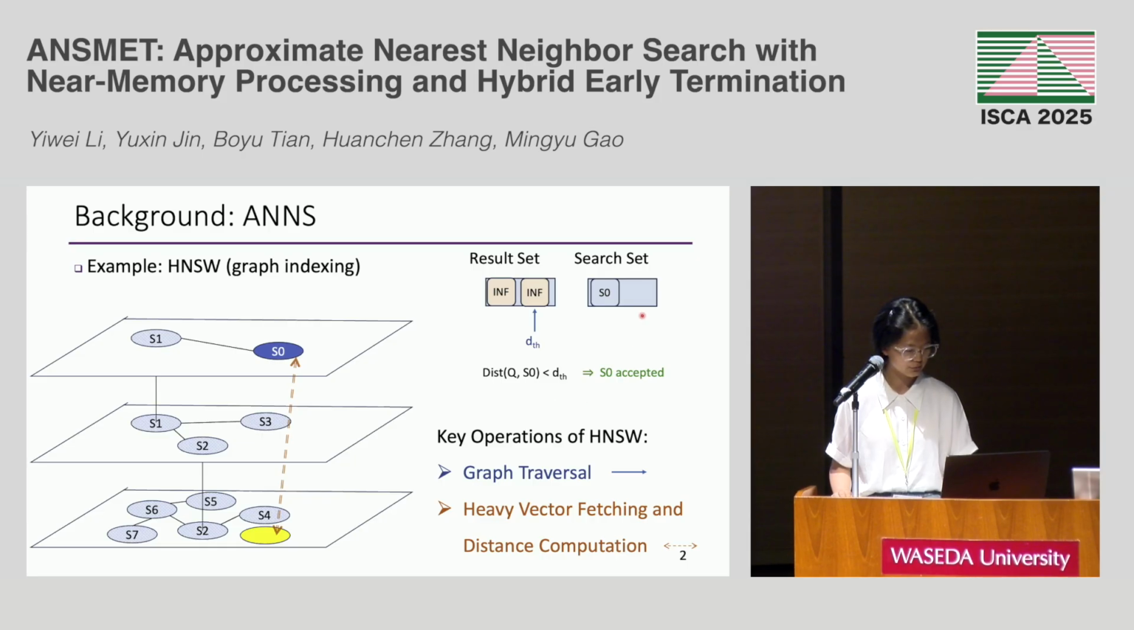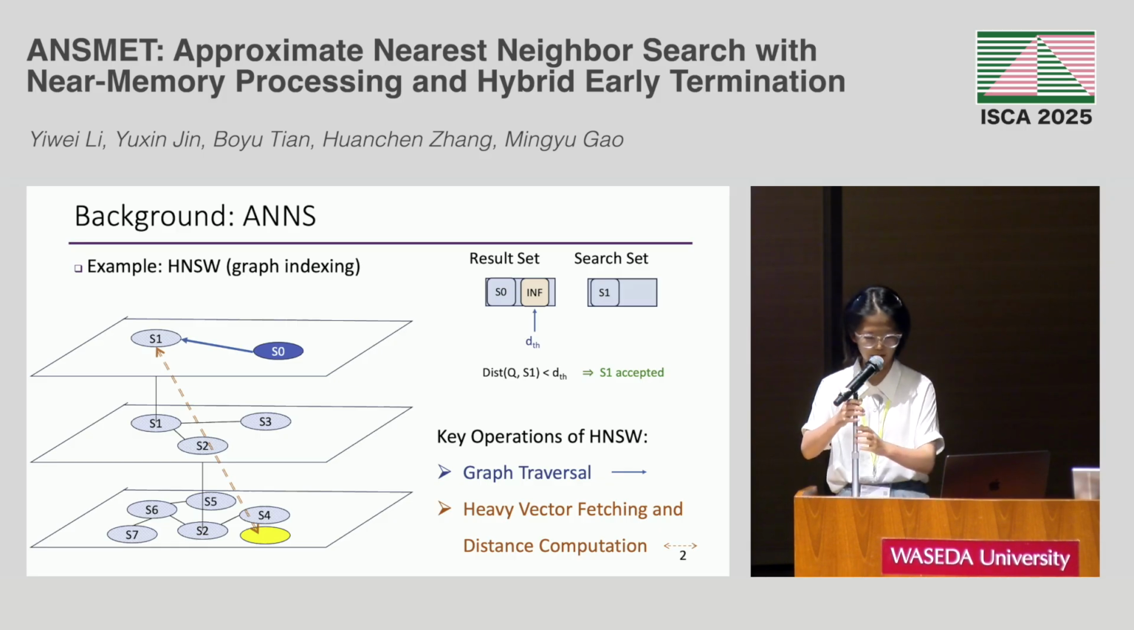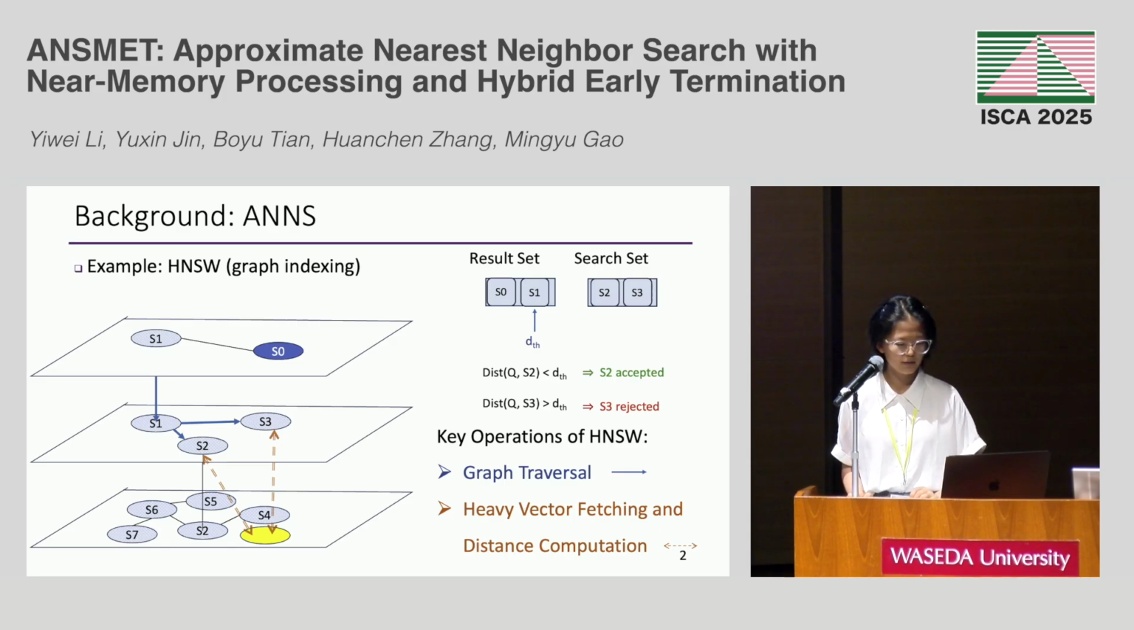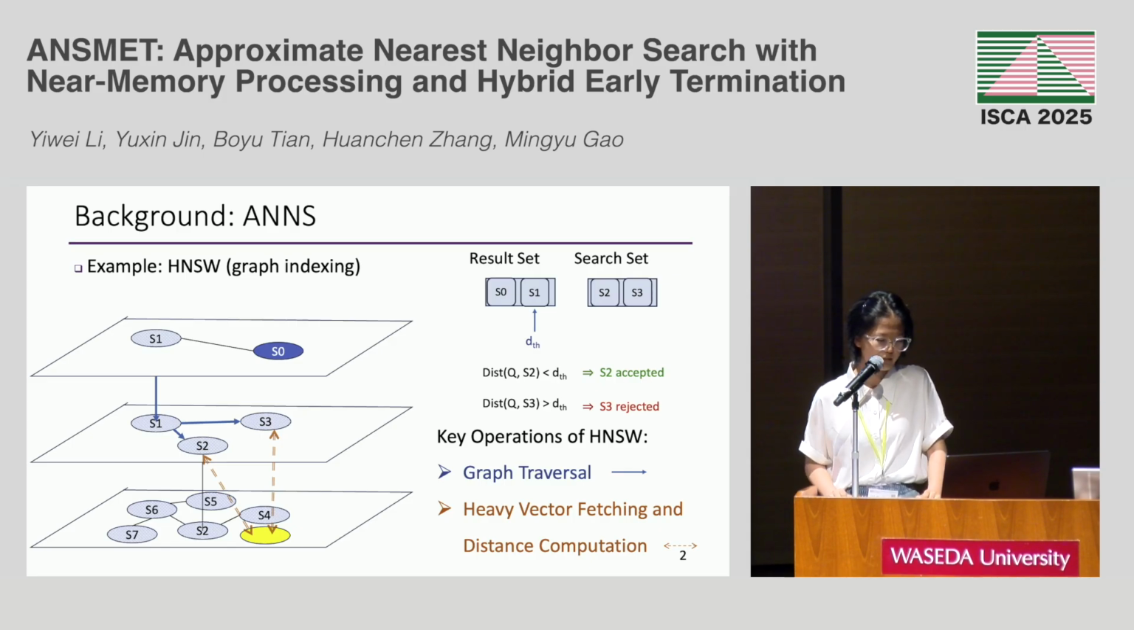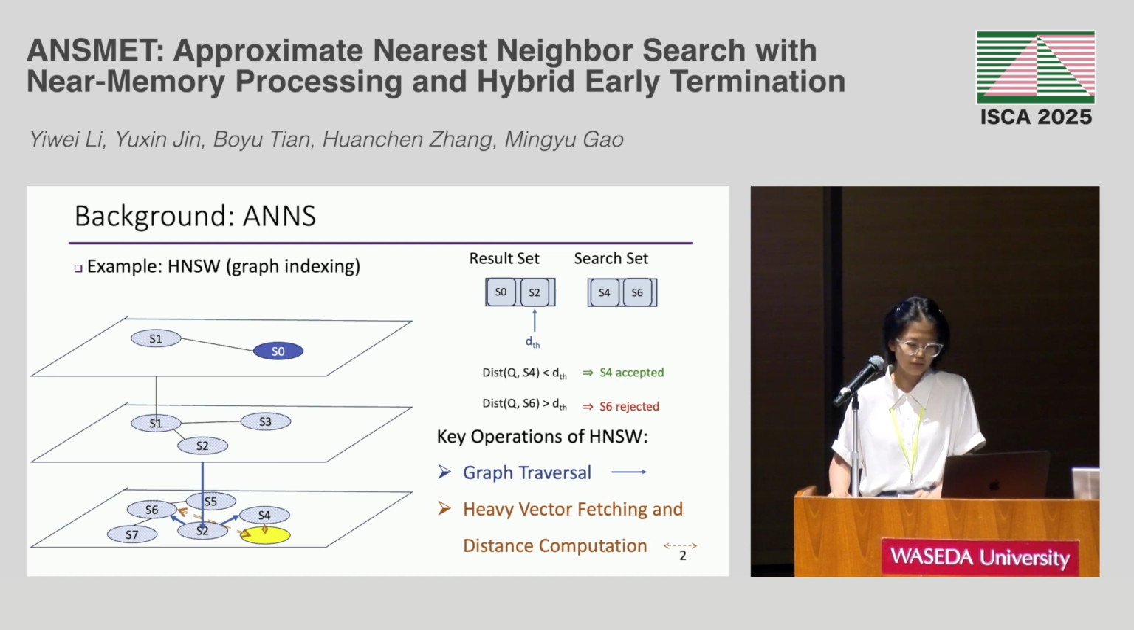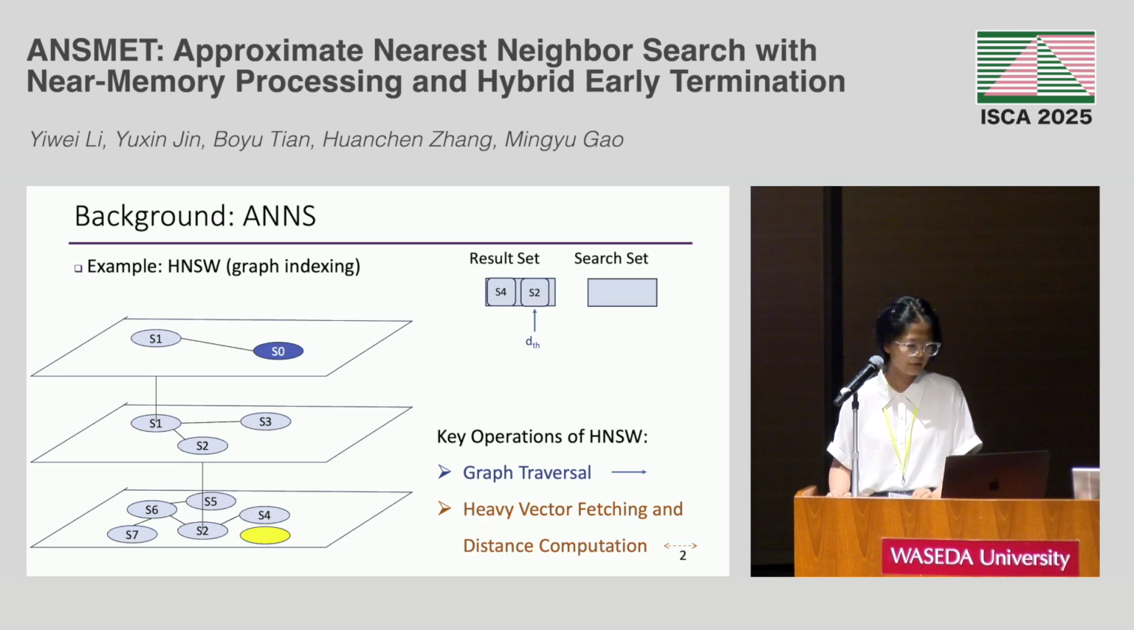So here, S2 is certainly accepted by the result set. Then S1 is also accepted because its distance is smaller than the infinite value. So as you can see, S2 and S3 are added to the search set because they are neighbors of S1, and S2 is accepted and S3 gets rejected. Then S2 becomes the new threshold, and then S4 is accepted. So finally, the top two nearest vectors to the query vector are S2 and S4.